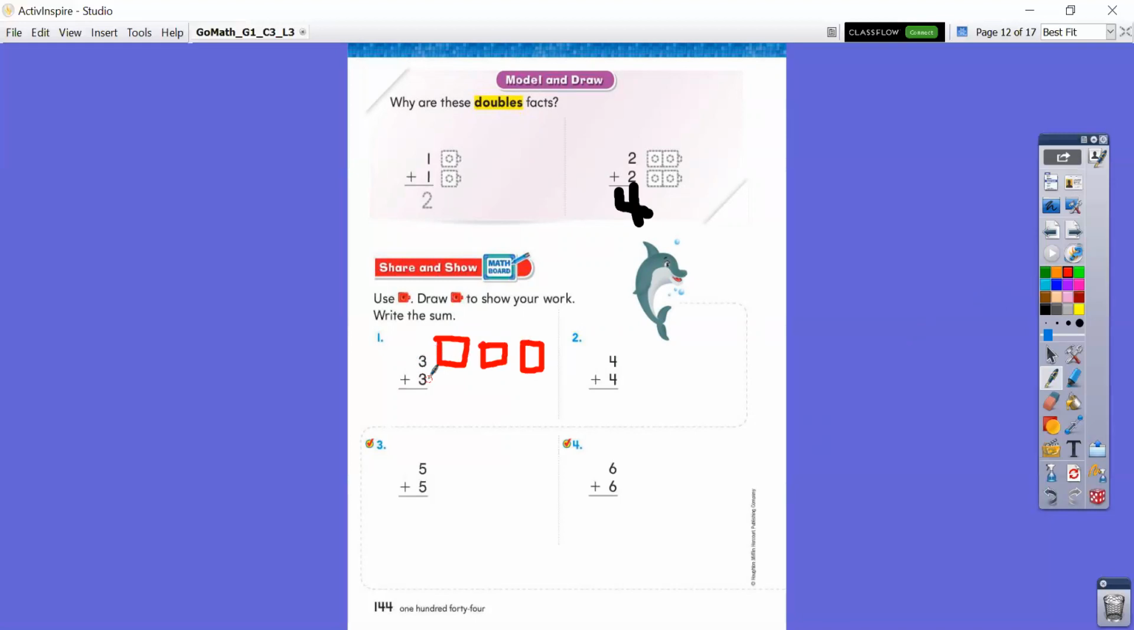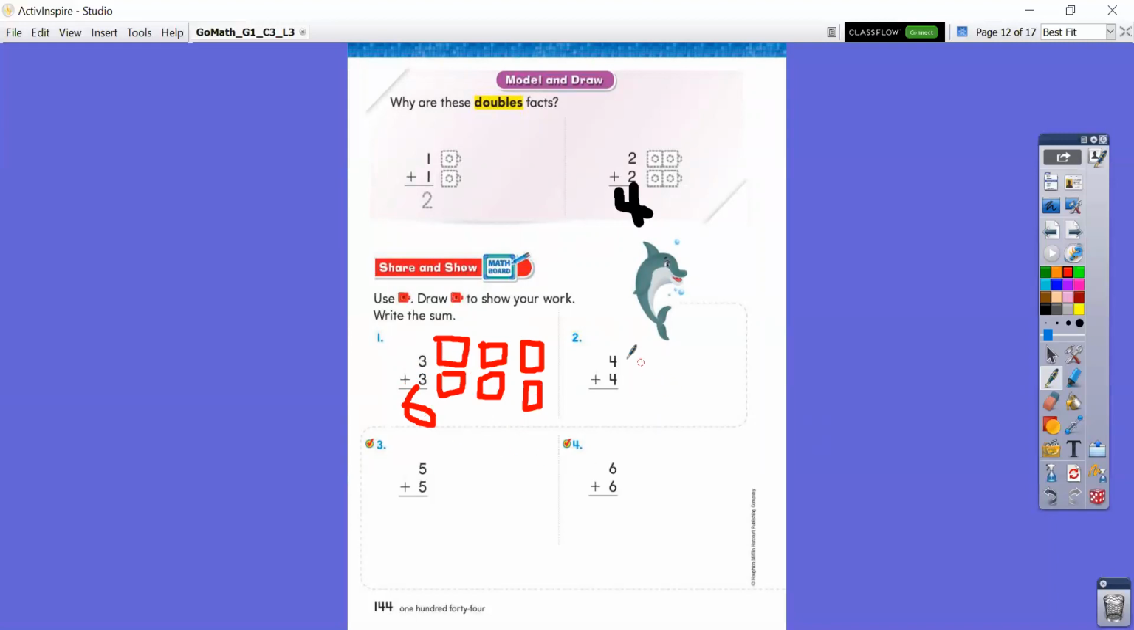Now I need to add my bottom number. So I've got to make another 3 blocks. 1, 2, 3. Now we have our problem, 3 plus 3. Now we go back over to what we drew here, or you can count what you have in front of you. Let's count them. 1, 2, 3, 4, 5, 6. So my answer is 6. 3 plus 3 equals 6.